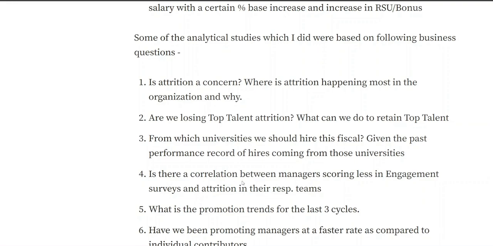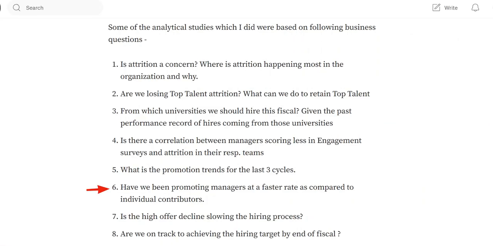Some studies are related to finding correlations. Then definitely there will be certain programs like promotions and talent reviews. The leadership would want to see what was the trend for past 3 years, just so they can get an idea of what they should be doing for this current cycle. So maybe last year they promoted more people, maybe a higher percentage, so this time they would want to reduce it. Then there are some questions on like how have we been promoting more managers as compared to individual contributors?